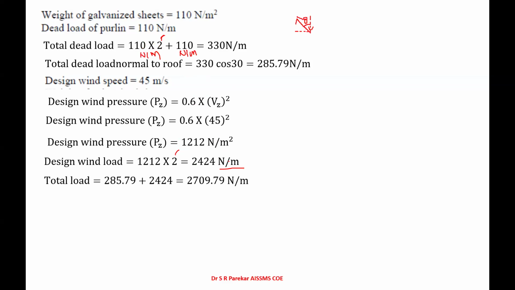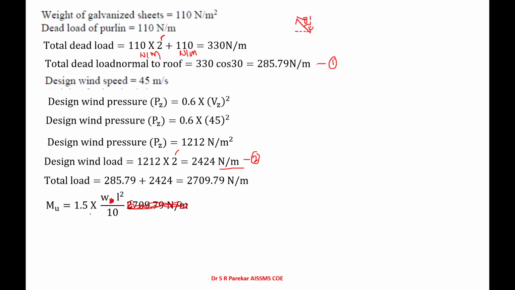Then we have the total load. The first value is due to sheet and purlin, and this is the second value. We will add these two values to get the total load. Then we have the factor 1.5 because we have to make it ultimate. So when we multiply by 1.5, this will be w. We have this value 27. This we do not consider over here.